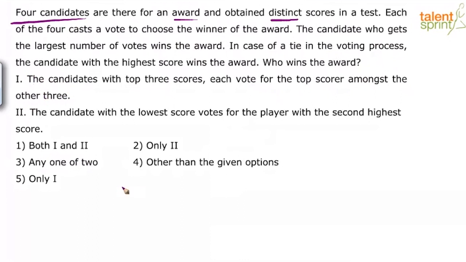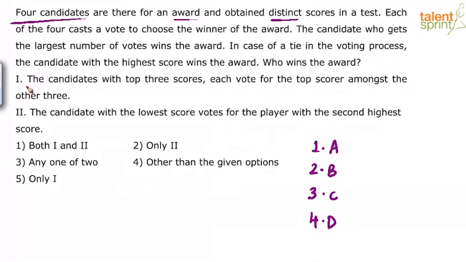See, there are 4 candidates. Let's name the candidates A, B, C, D. In terms of scores, the highest scorer, number 1, is A, then we have B, then number 3 is C, and number 4 is D. Based on their scores, they have been ranked 1, 2, 3, 4. But are they going to get an award just based on their scores? No. The award will be given based on the votes. And if there is a tie in the voting process, then we look at their scores.